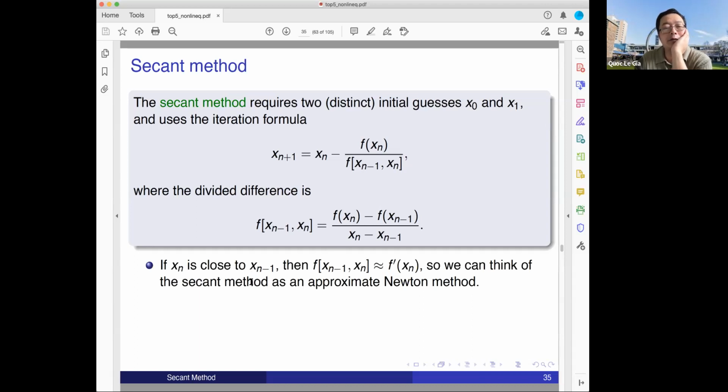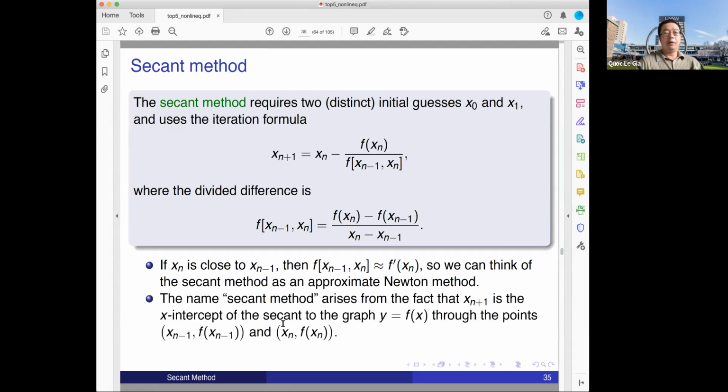Now if x n is very close to x n minus 1, then the divided difference, the slope of the secant line, is very close to the slope of the tangent line, f prime of x n. So the secant method can be thought of as an approximate Newton method. It's just the slope of the secant line that goes through the 2 points, x n minus 1, f of x n minus 1, and x n, f of x n.